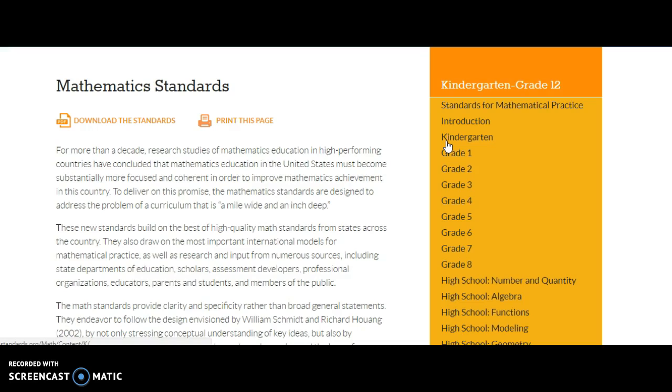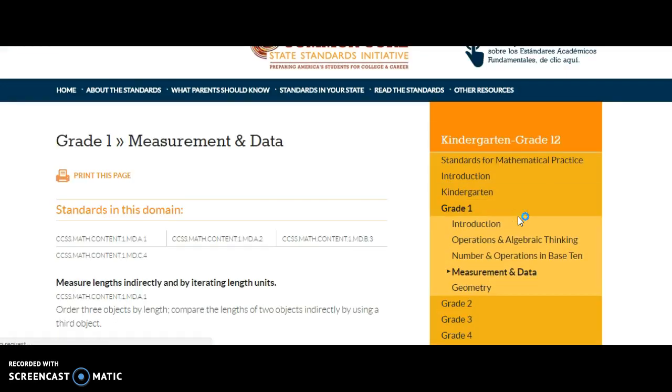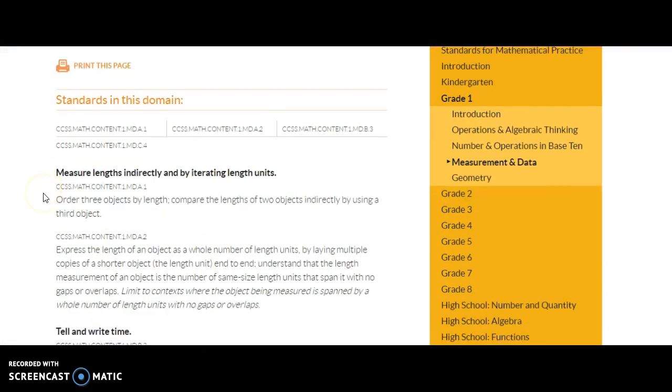And for us, the only ones that are relevant are kindergarten, grade 1, grade 2, and grade 3. So let's choose one from grade 1. And then here we have all our different areas of mathematical content. And I might choose measurement and data for grade 1. And under measurement and data, I peruse to see which content area I want to teach to when I'm developing a lesson of my own.